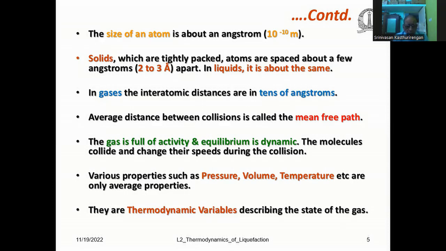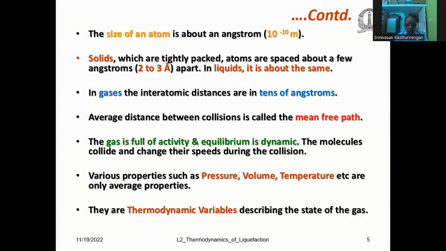Now we come across the size of the atom. The size of the atom is approximately about an angstrom. An angstrom is about 10 to the power minus 10 meters. Solids are tightly packed. Atoms are spaced a few angstroms apart in a solid, maybe 2 to 3 angstroms. In a liquid also, it's about the same, but in the liquid, long range order is not there. Short range order is present. In gases, the interatomic distances are tens of angstroms.